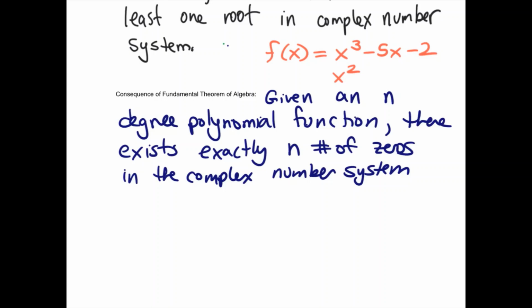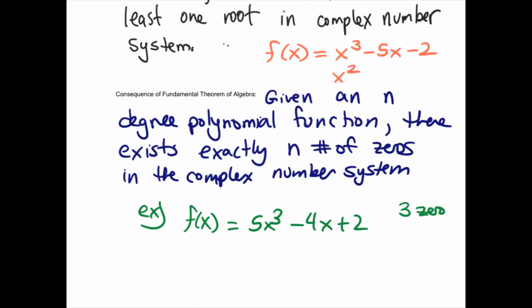Now, some of them are not very easy to find, but let's say, for example, I have the polynomial function 5x cubed minus 4x plus 2, then I know there are exactly 3 zeros for this polynomial function in the complex numbers. That means some might be complex, some might not be. There's some mix, but there are exactly 3 of them that I'm looking for. So whatever that power is, that's the number of zeros we're actually going to be looking for.